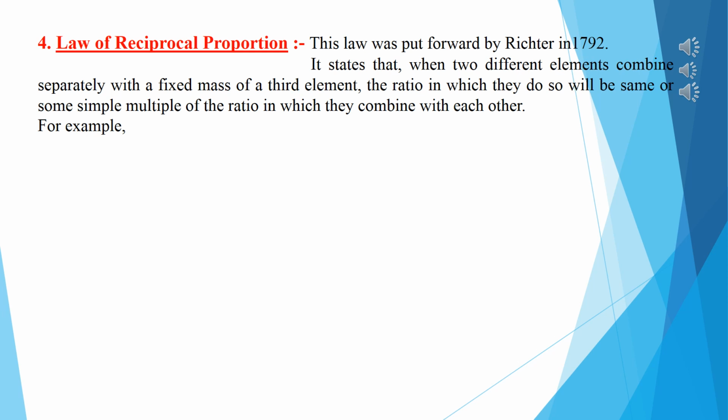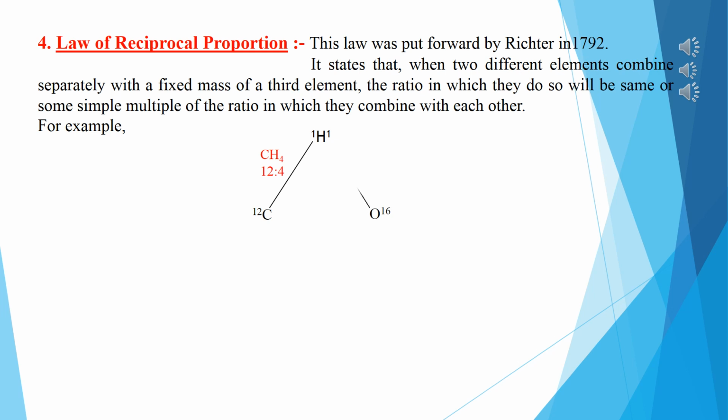For example, let's suppose we take three elements: carbon, hydrogen and oxygen. So first, carbon combines with hydrogen to form methane, in which carbon and hydrogen are in the ratio 12:4 by weight.